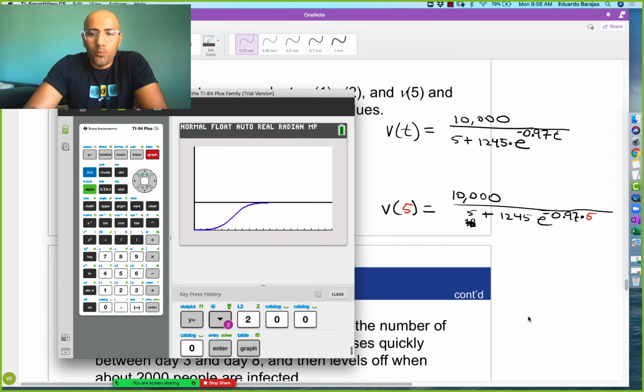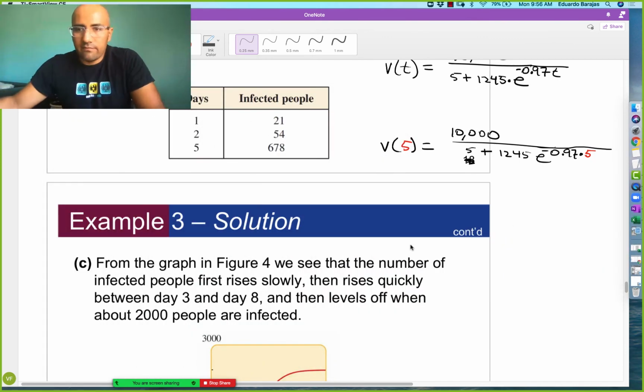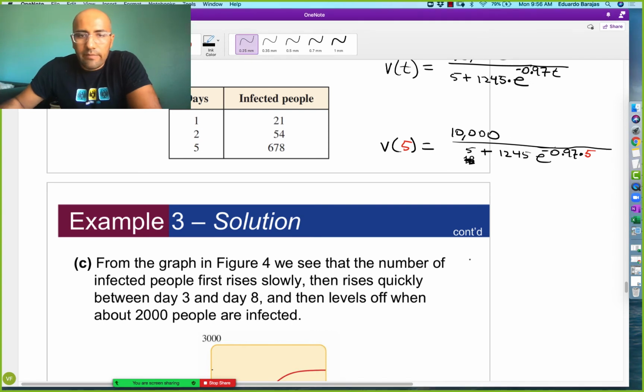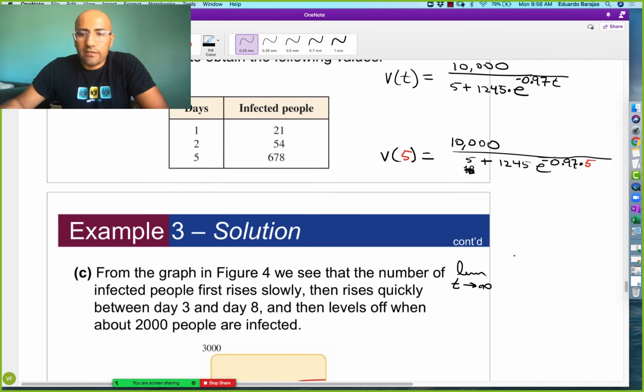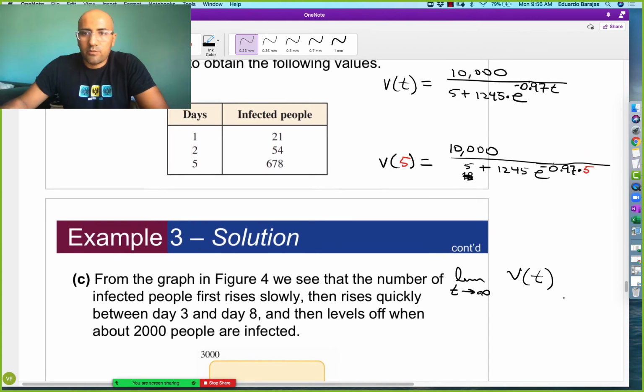Let me write down what I said verbally on here. If you think about the limit, and maybe this might be new notation for some people, this is the limit as t grows toward infinity, right? As the t value goes out to infinity, we want to explore what happens to v of t. That's what we want to do.